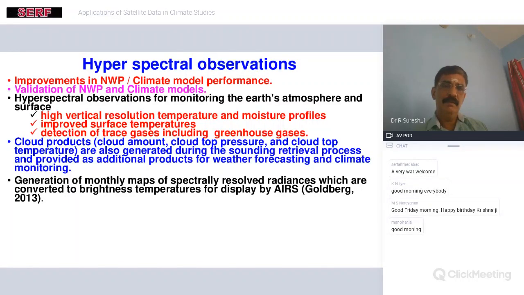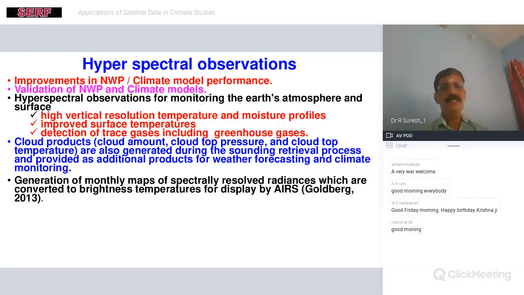That's what I explained about TOVS and ATOVS, which are almost like a layer average. Say 850 millibar or 700 millibar means it is not an exact height, it is about a 1 kilometer layer thickness. From that sounding we derived the height.